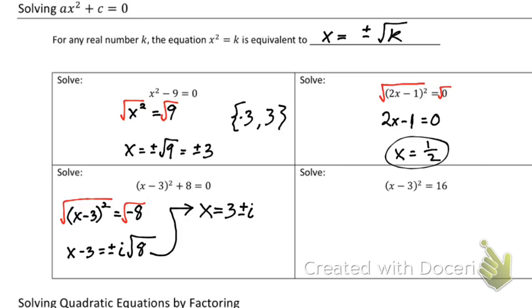I can reduce square root of 8 down to what? What can I rewrite square root of 8 as? Megan? 2 radical 2. 2 radical 2, yep. Remember, this is just because the square root of 8 is square root of 4 times the square root of 2.